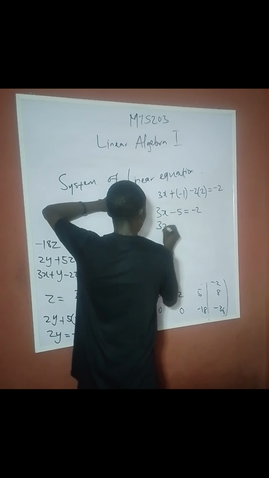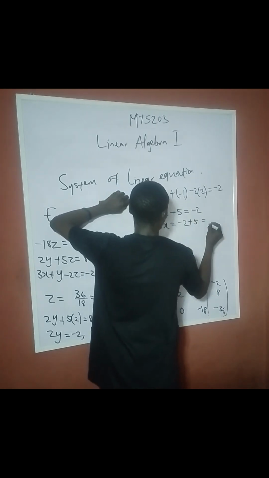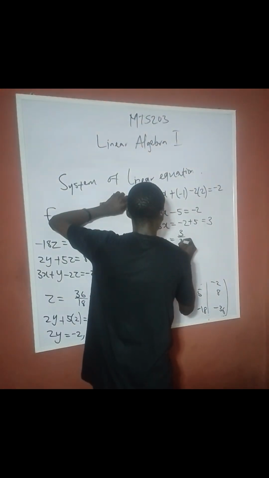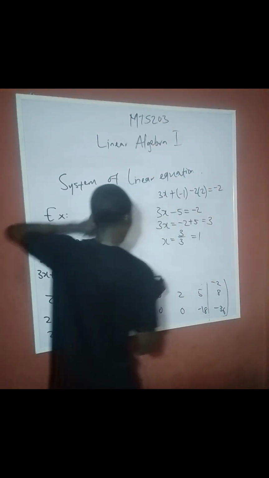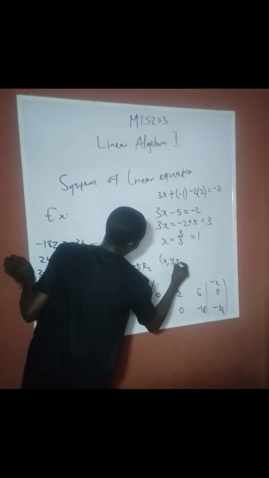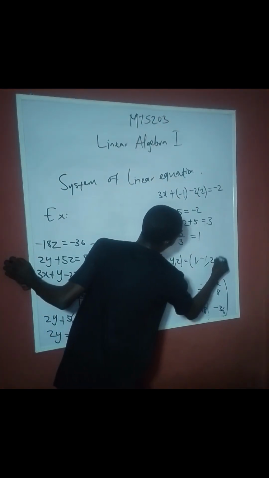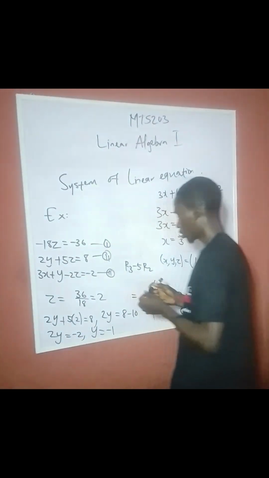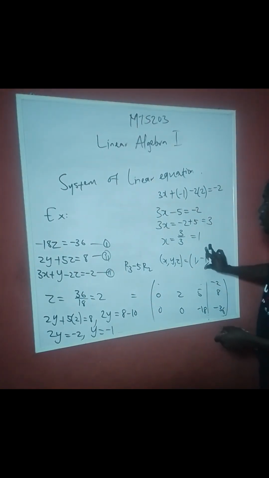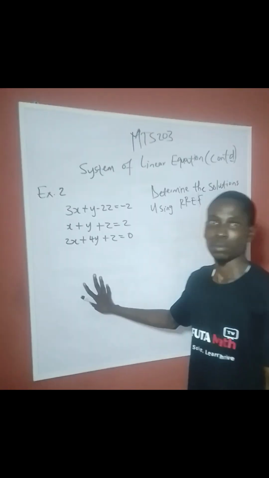3x equals minus 2 plus 5, which equals 3. So x equals, by dividing both sides by 3, I have x to be 1. So my x, y, and z, x, y, z is simply 1, minus 1, 2. So that's it. If you check the results of this method with the one we previously did, you will see that it is the same.